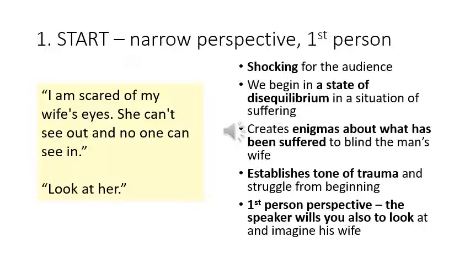Okay, so if you needed some help planning and writing your analysis of the structure of the text, we have some scaffolding here. So you can open with this idea that the writer starts with a narrow perspective, first person. You have some quotations to use and some of those different devices that you can be mentioning. Shocking for the audience in terms of the effect, creates a state of disequilibrium. There are enigmas about why the wife is blind. There's this tone that something traumatic has occurred, and we know it's from the first person perspective, and also that sense of the second person perspective because the narrator speaks directly to the reader, so it creates a sense of intimacy.